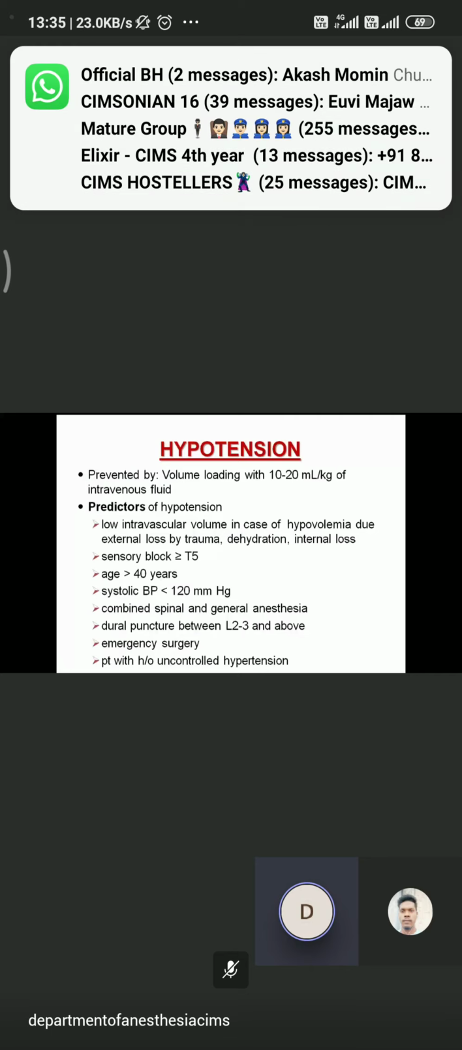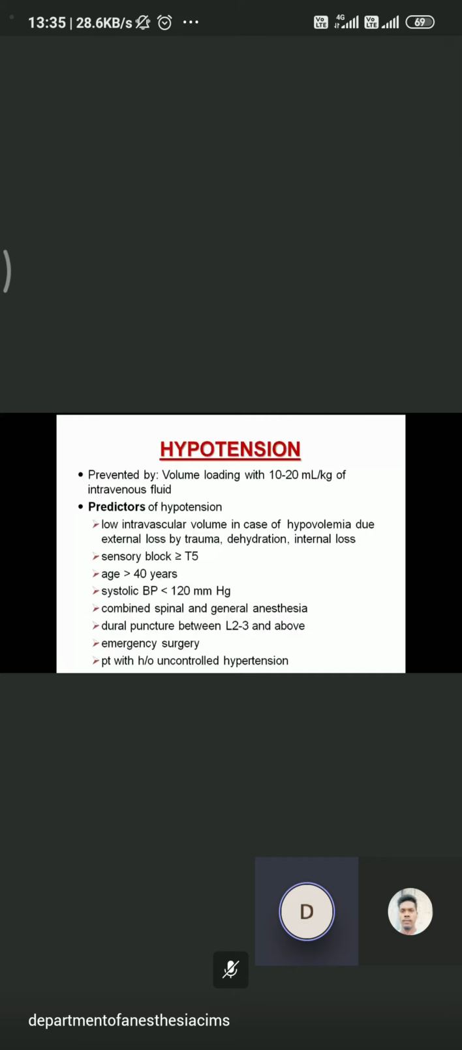Dural puncture between L2 and L3 and above, which means a higher level of sympathetic block, will lead to more hypotension. In emergency surgery, we don't have the time to resuscitate the patient beforehand or to load the patient with fluids. And diabetic patients and patients with underlying autonomic dysfunction, for example diabetic patients, have disturbed autonomic function.